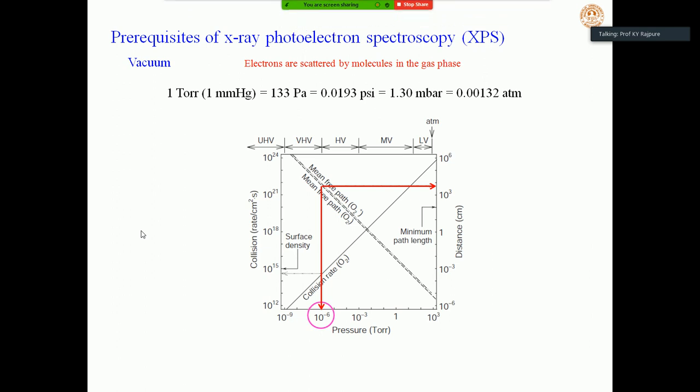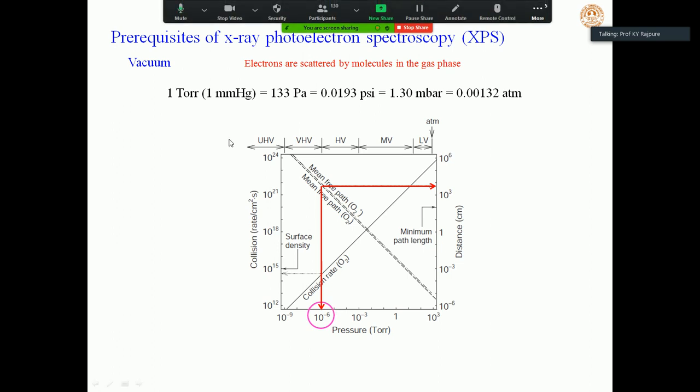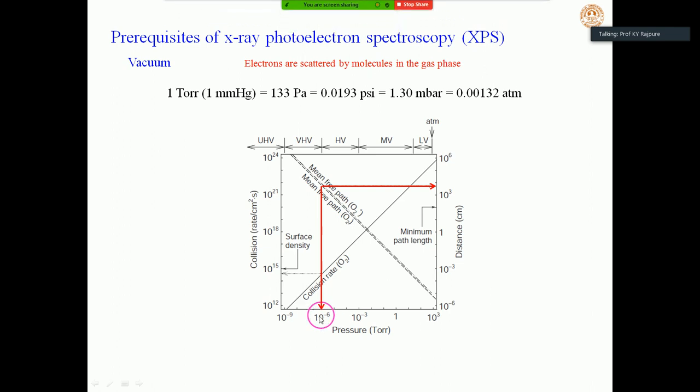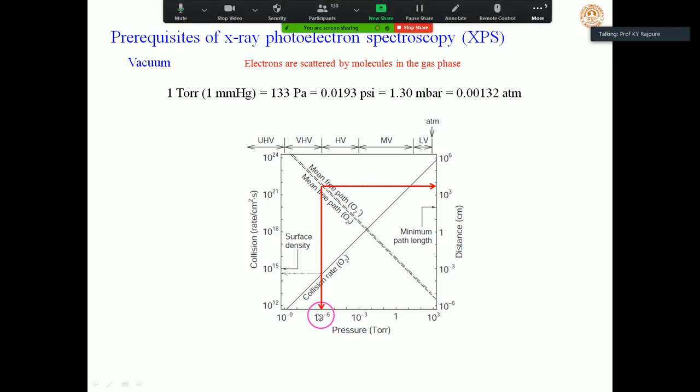Now, if this much is the size of your instrument, then the mean free path should be greater than that. For example, here the minimum path length is say 10 centimeter or maybe 50 centimeter or so. So correspondingly, you need 10 to the power of minus 5 torr pressure. So it is suggested that in XPS, you keep a very high vacuum, 10 to the power of minus 6 torr. Correspondingly, you can convert to atmosphere, millibar, psi or Pascal, etc. 10 to the power of minus 6 or even better than that is preferably needed in XPS.